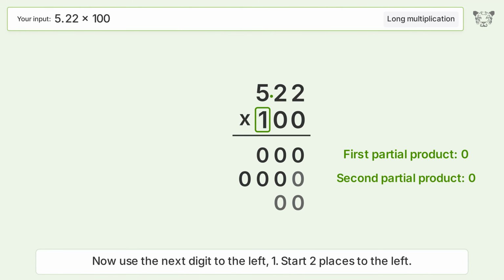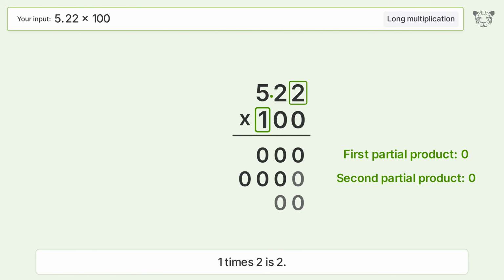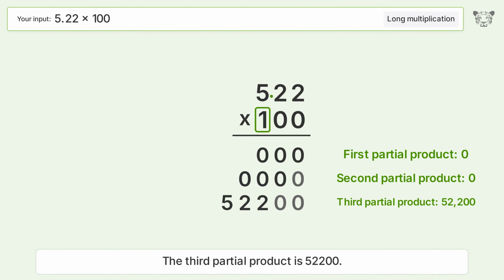Now use the next digit to the left, 1. Start two places to the left. 1 times 2 is 2. 1 times 2 is 2. 1 times 5 is 5. The third partial product is 52,200.